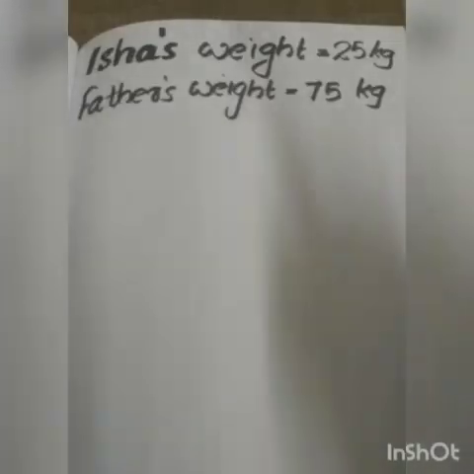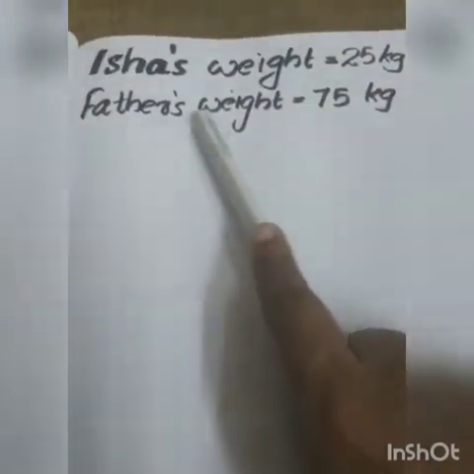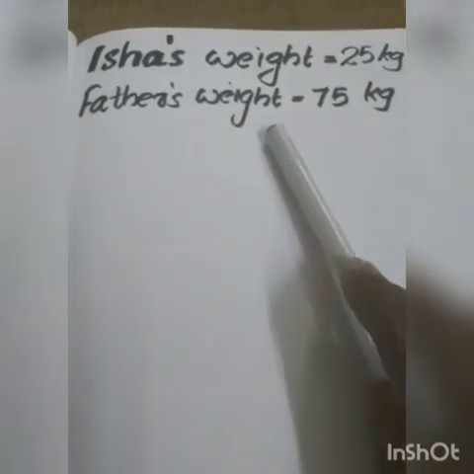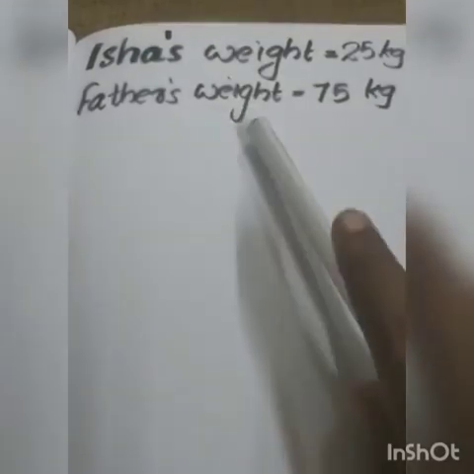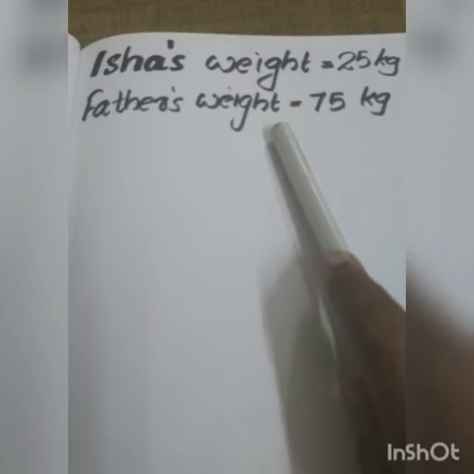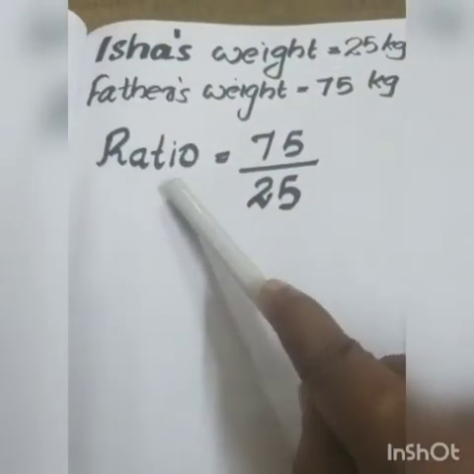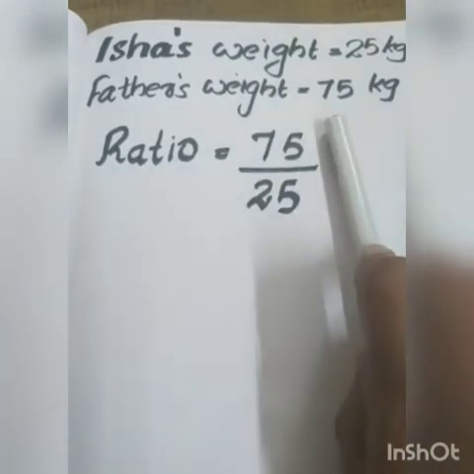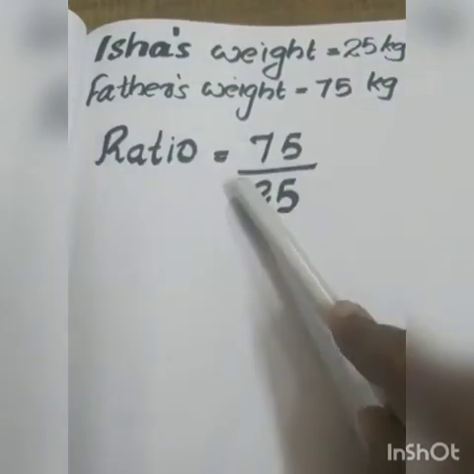Consider one example. Let Isha's weight be 25 kg and her father's weight be 75 kg. We can compare the weights using ratio. That is, we are finding the ratio of father's weight to Isha's weight. So how can we find it? What is father's weight here? 75, and Isha's weight is 25. So we are finding the ratio 75 by 25.